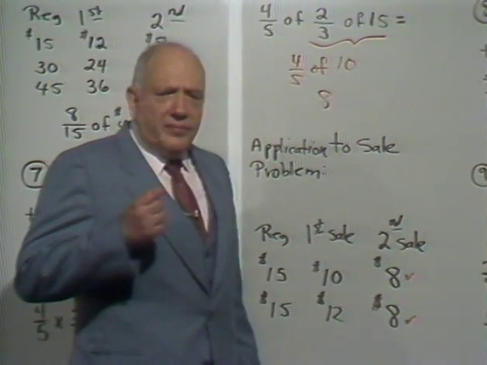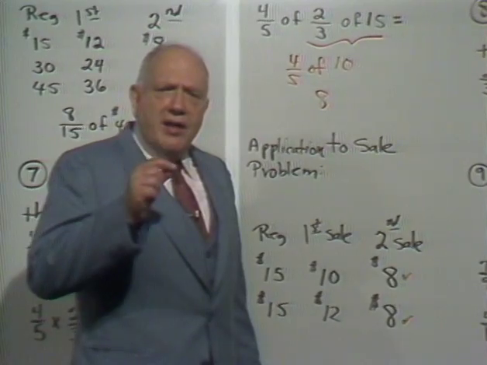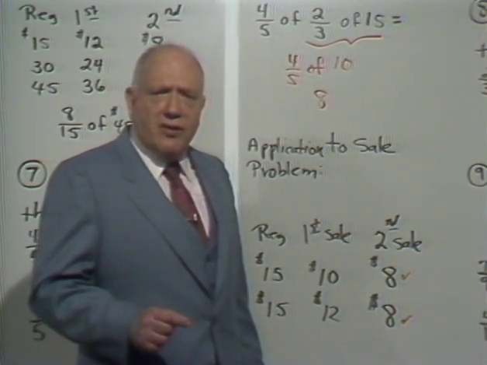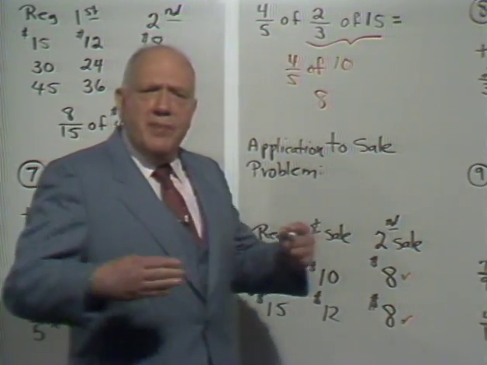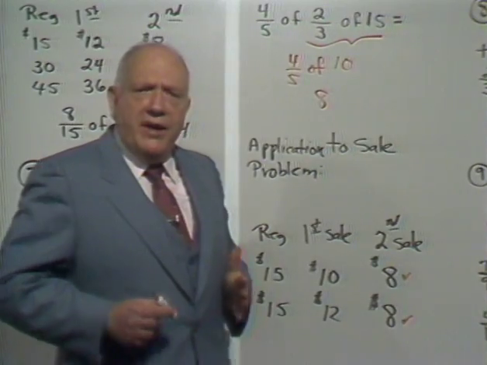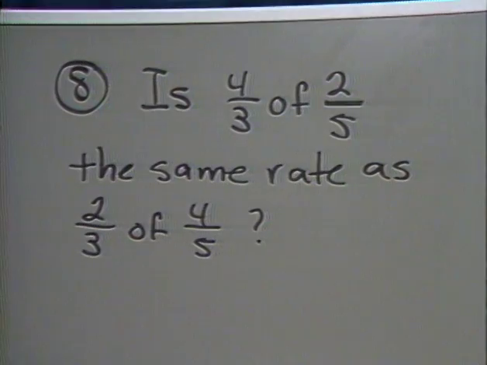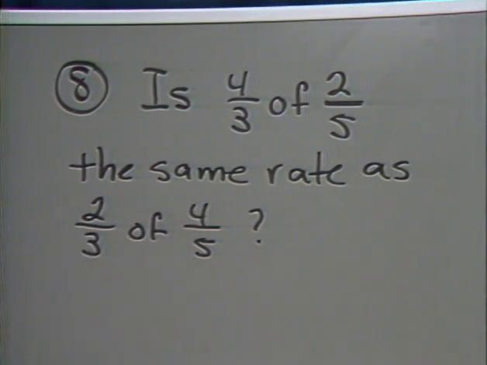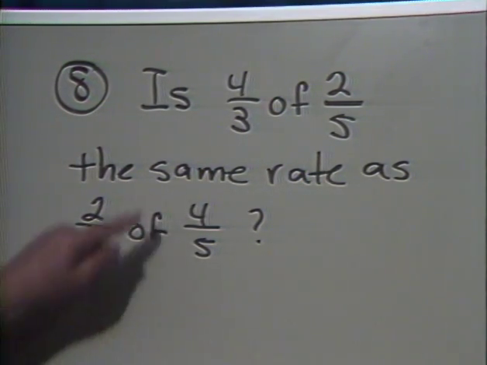And by the way, this is what's interesting. Since you're multiplying numerators and denominators to find fractional parts of fractional parts, no matter how you mix the numerators around, or how you mix the denominators around, the answers will still remain the same. For example, is 4/3 of 2/5 the same as 2/3 of 4/5? See how different these look?